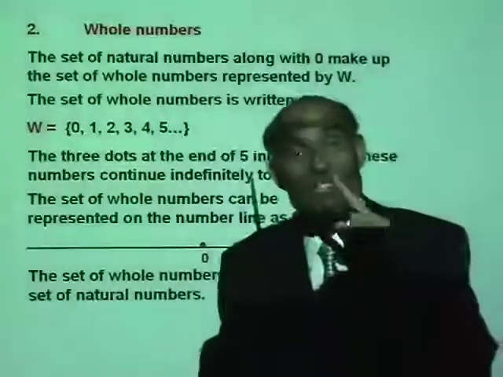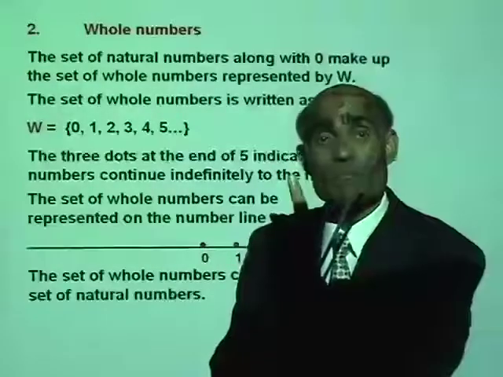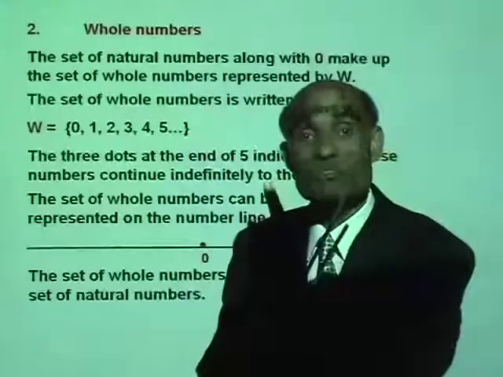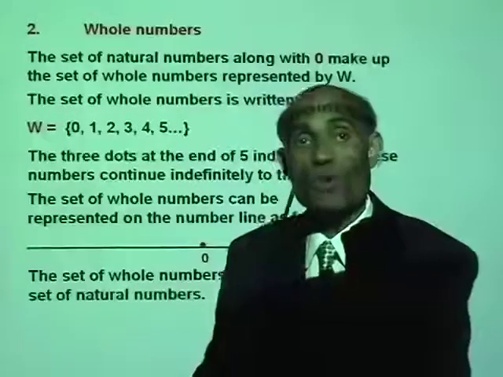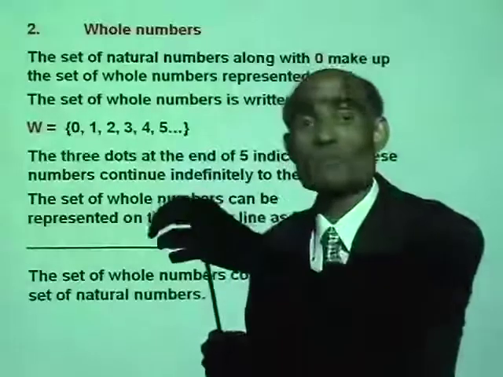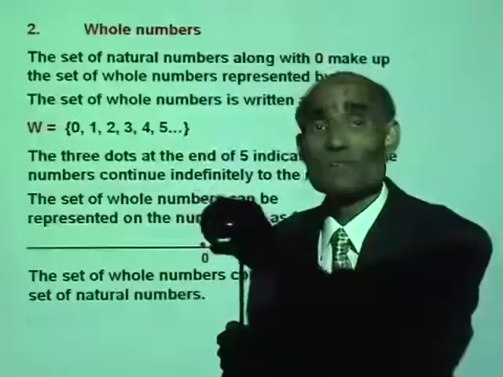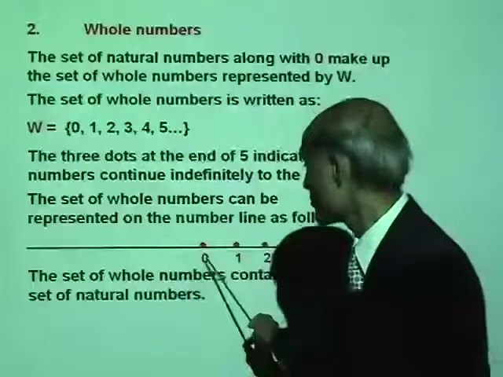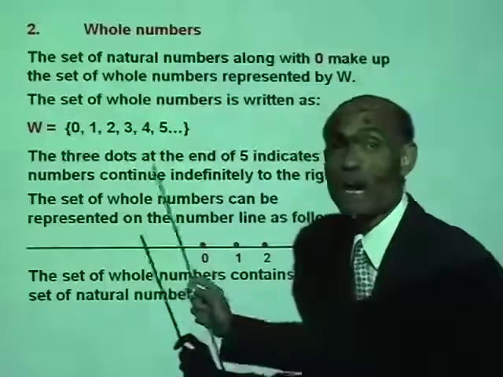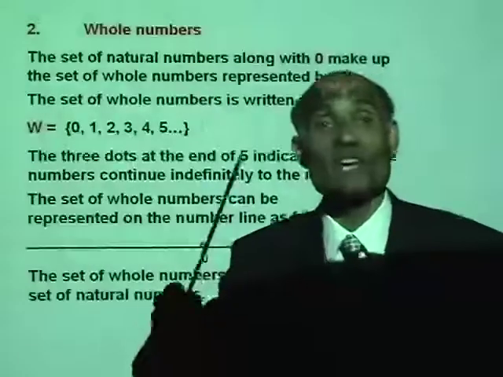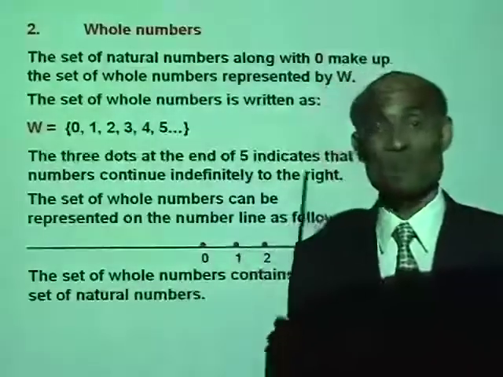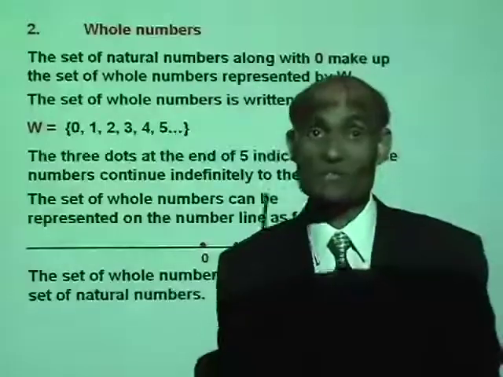Can I make the statement the other way around? Alright, tell me if this statement is true. All whole numbers are natural numbers. Is it true? No, because 0 is a whole number and 0 is not a natural number. Alright, so you have to understand the concept carefully.